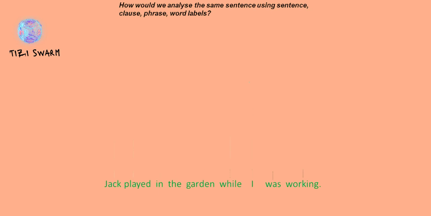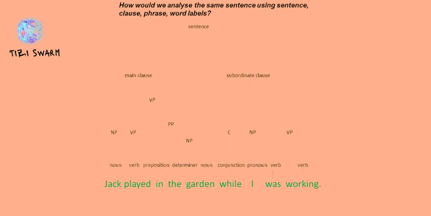So you've got your sentence here, you've got your two clauses here and here, and then you've got your phrases, noun phrase, verb phrase, prepositional phrase, etc. And then the lowest level, you've got your individual parts of speech. So pause there and have a go at labelling that tree diagram. Okay, so answers are coming up, and that's what it should look like.